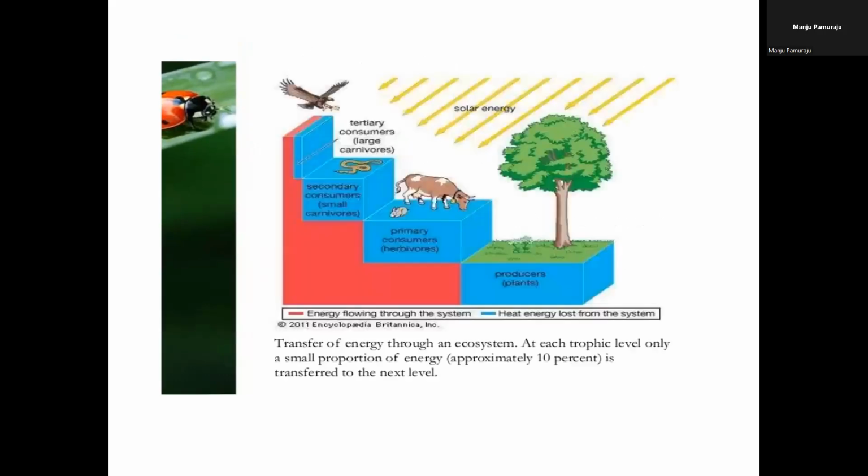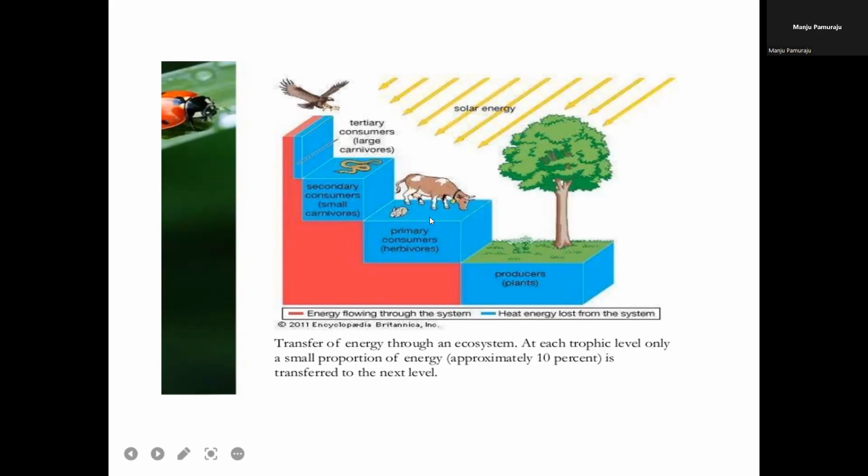Now the transfer of energy through an ecosystem: at each trophic level, only a small proportion of energy is transferred to the next level. We already discussed this energy flow in an ecosystem, from the producers to primary consumers, and from the primary consumers to secondary consumers. Here the transfer of energy takes place. While transferring, only 10% of the energy is received by primary consumers.